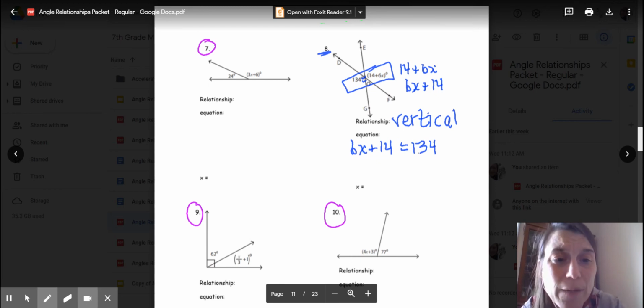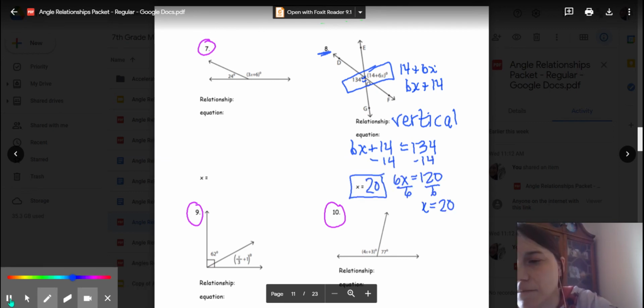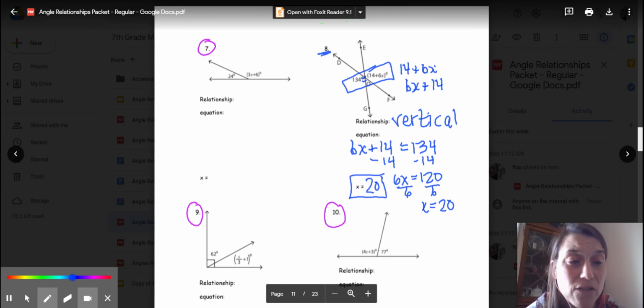So now I have a two-step equation to solve. So write down this equation, pause the video, solve it, and come back. So now you can see how I solved it. Subtracted 14, then divided by 6, I have x equals 20.